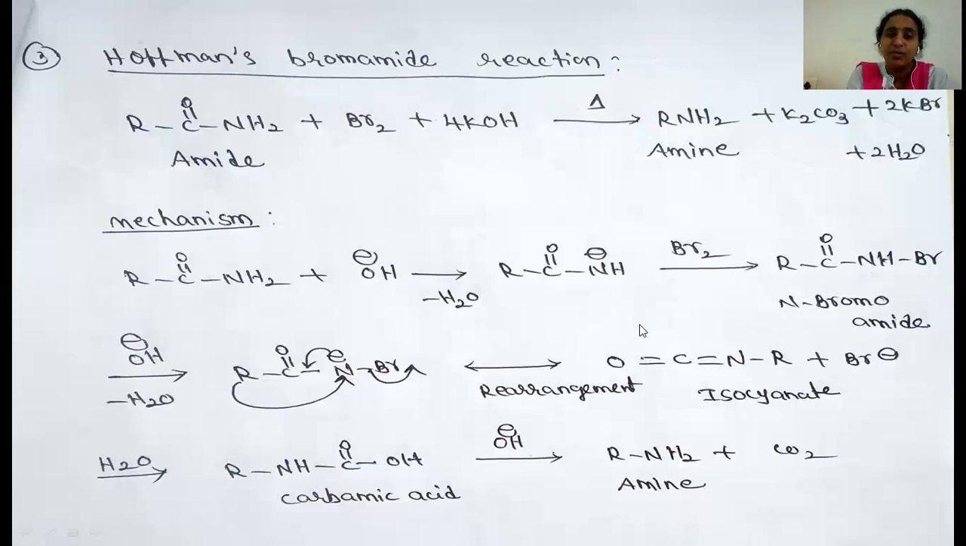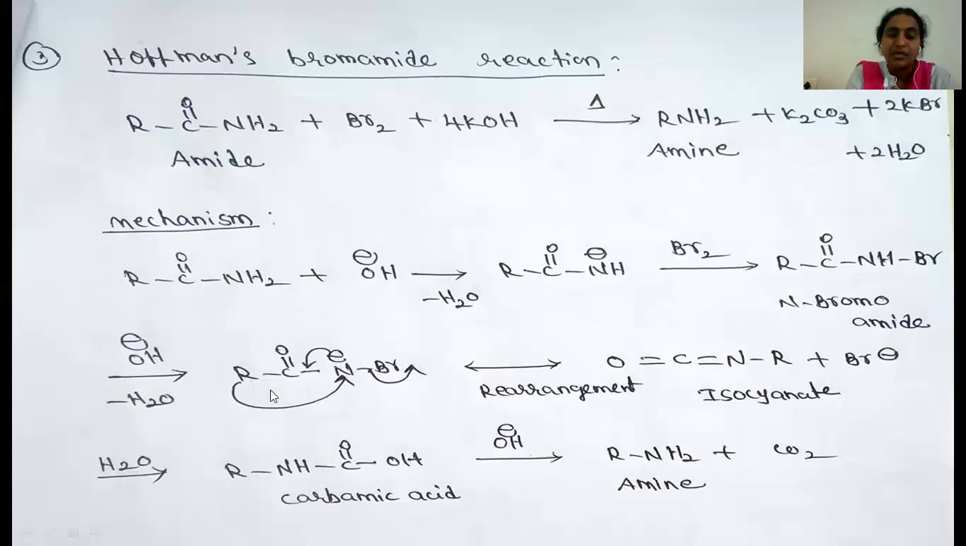Now this N-bromoamide again further reacts with the base. This base again takes the proton from this N-bromoamide. So finally it produces this compound. In this compound the nitrogen has the minus charge, because from here H is liberated as H plus, hence the nitrogen will carry the minus charge.